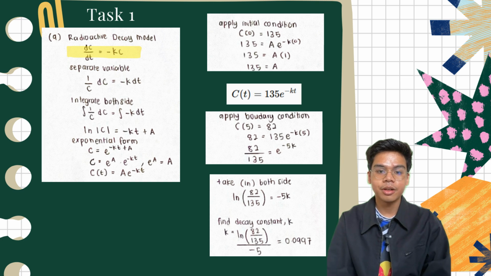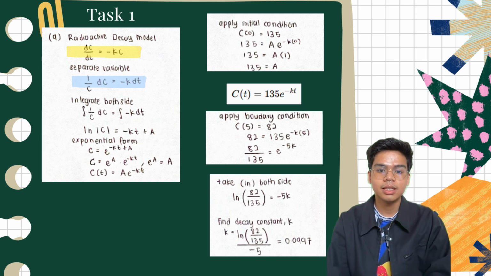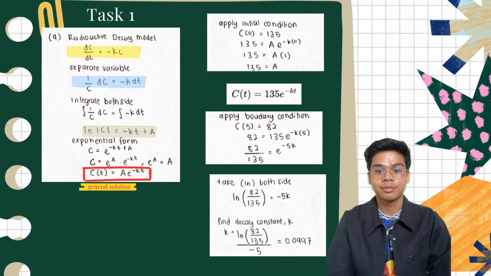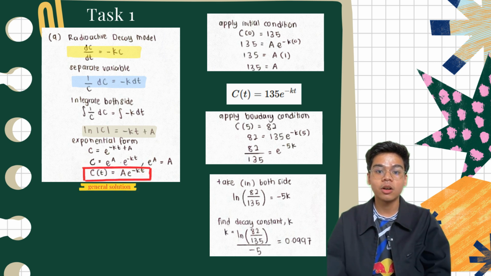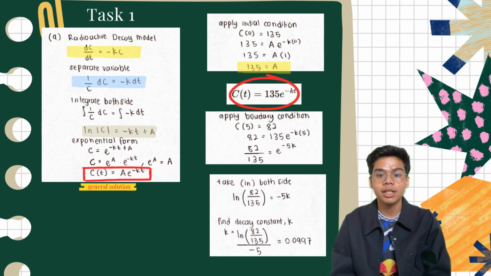Next, we separate the variables by placing all concentration terms on one side and time terms on the other side. After integrating both sides, we obtain ln C = -kt + A. Then, converting this into exponential form gives the general solution. Using the initial concentration, we determine the constant A, which is 135. Therefore, the concentration model becomes C(t) = 135e^(-kt).